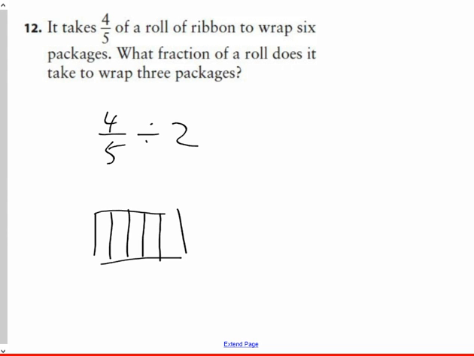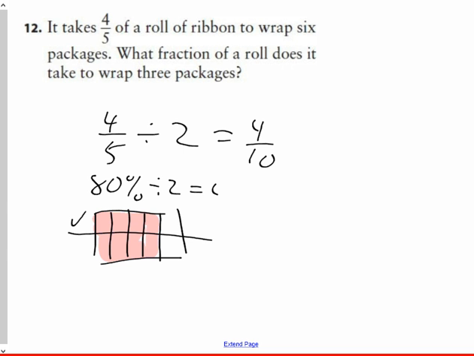4/5 divided by 2, right there. What fraction of a roll is required to make 3 packages? 4/10. Let's think of it in terms of percentages. It takes 80% to make 6 packages. If I divide that by 2, it takes 40% to wrap 3 packages. Bob's your uncle.